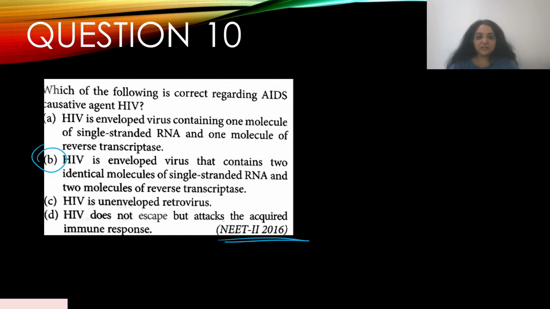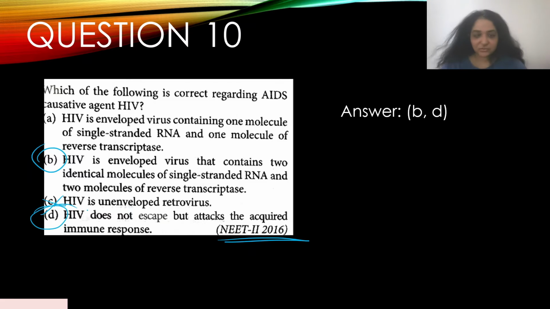C, HIV is unenveloped retrovirus. No, that's incorrect. D, HIV does not escape but attacks the acquired immune response, which is also correct. So there are two answers to this, B and D. Both are correct, but you can choose one and you probably get the marks for this answer.